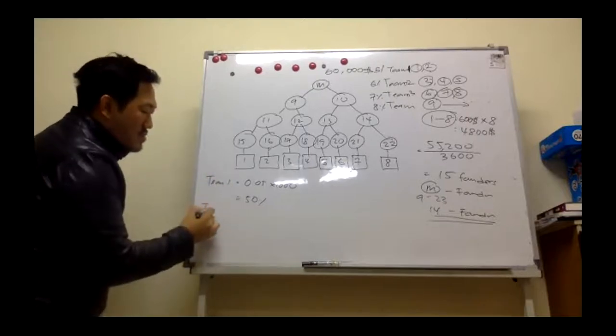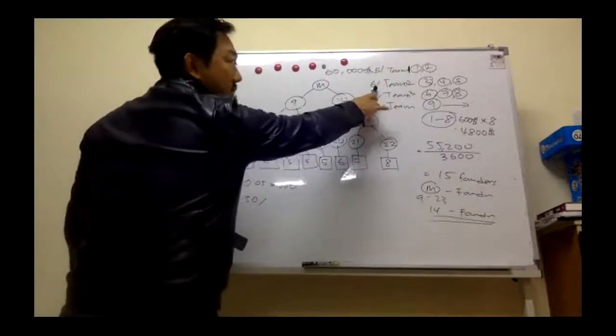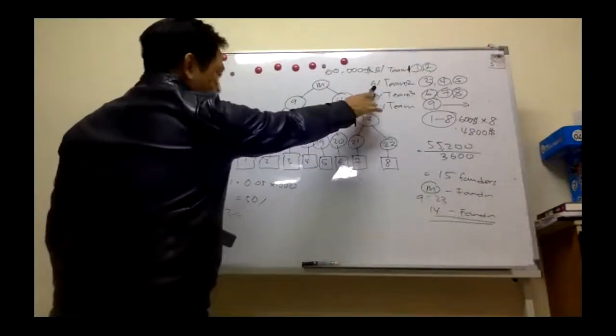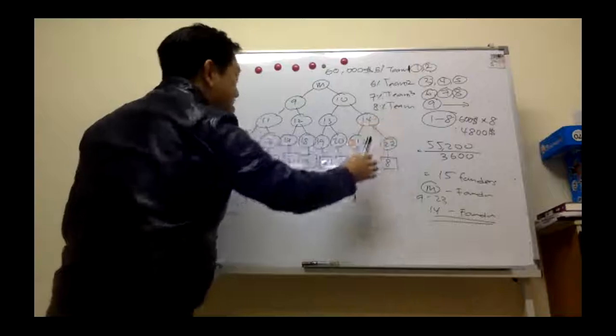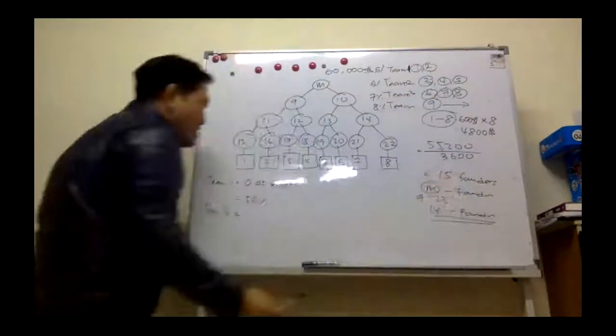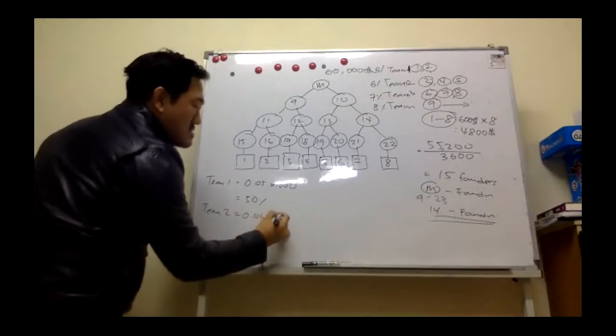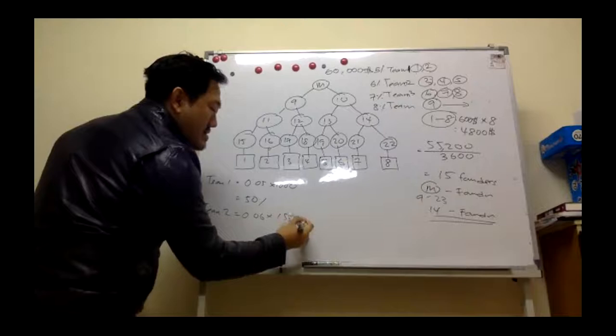So from team 2, we get 6%. 6% from the purchase of 1,500. So 6% times 1,500.